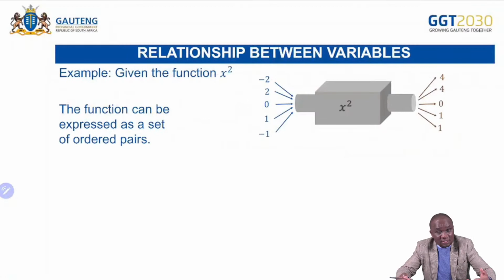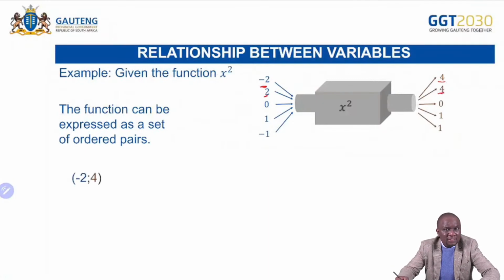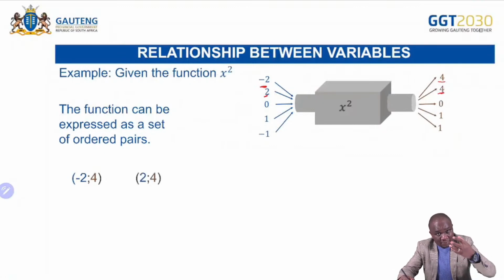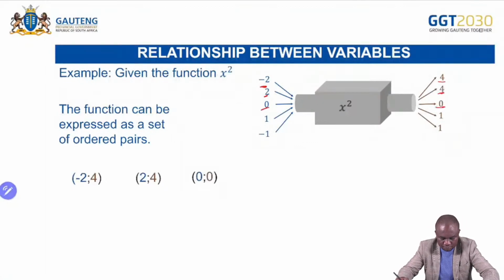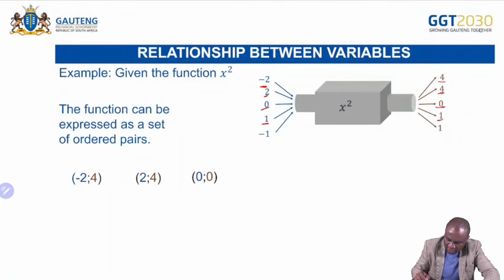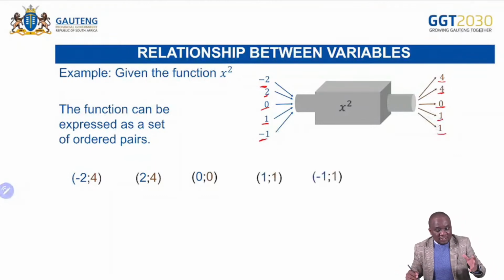I think we have discussed this, so let's just go through it. So we said -2 will give us 4. You see that? -2 will give us 4. And then 2 will give us 4. It's an ordered pair, input followed by output. So now it's from the flow diagram to the ordered pairs. And then 0, 0. And then 1, 1. And then -1 will give us 1. Okay, so we have done this. Just know that we can change from one representation to the other.